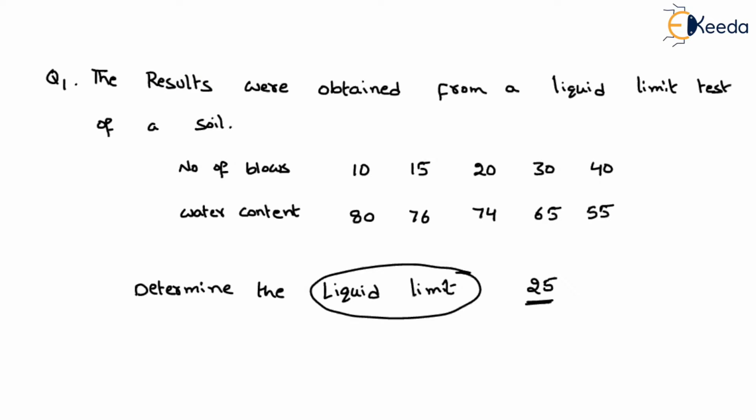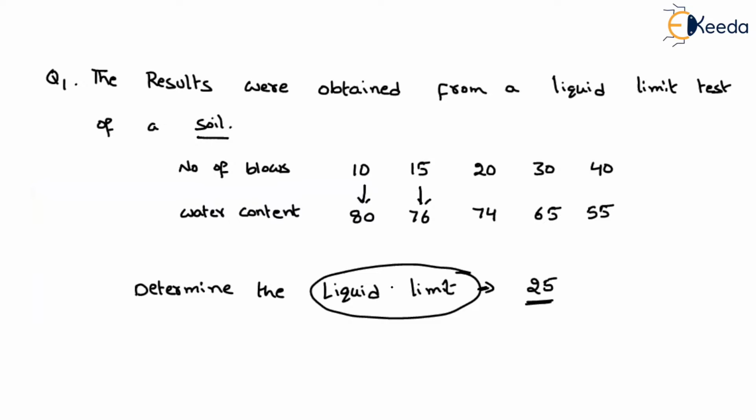See the question, what they have given. The results were obtained from a liquid limit test of a soil. There is a soil sample, and if we are conducting the liquid limit test, they have observed these number of blows and the corresponding water content of the soil, and we have to find out the liquid limit. Now, how will you define the liquid limit?